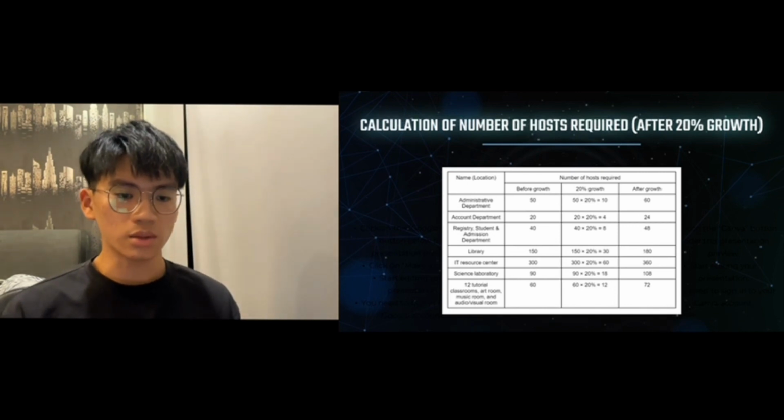Since we are required to consider the number of addresses needed for 20% growth in all areas, we need to calculate the number of hosts required after growth. First, we list out the number before growth and calculate the 20% growth, which is the number before growth multiplied by 20%, and we add up the numbers to get the number after growth.